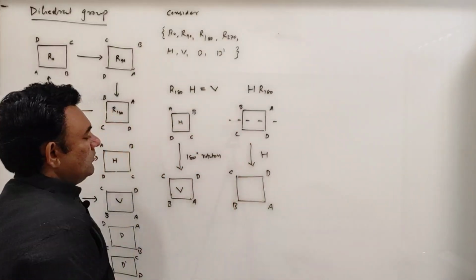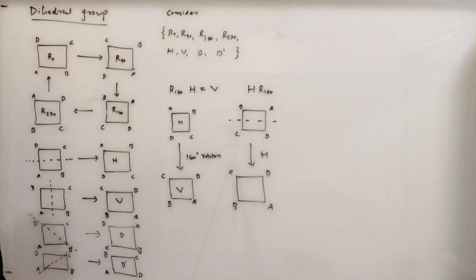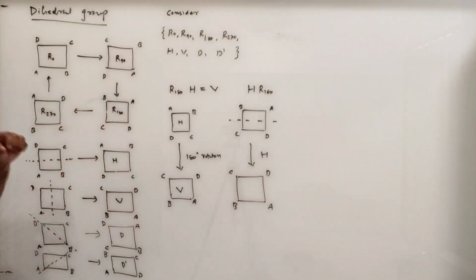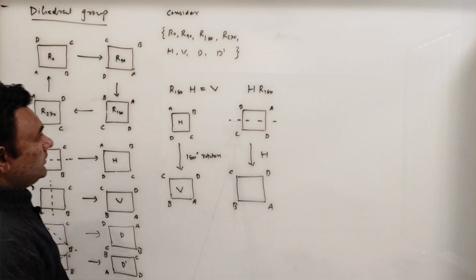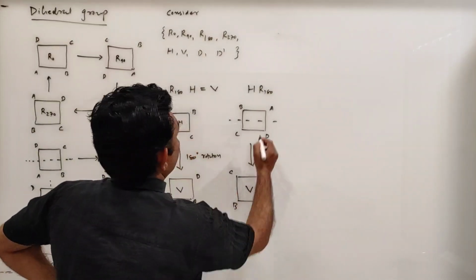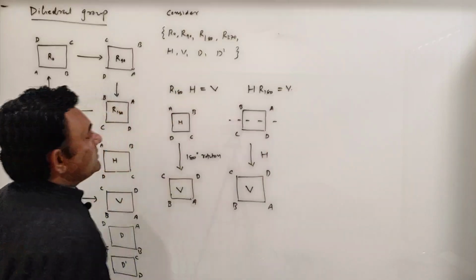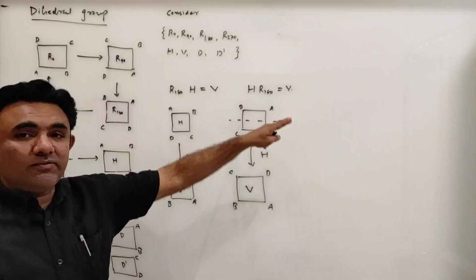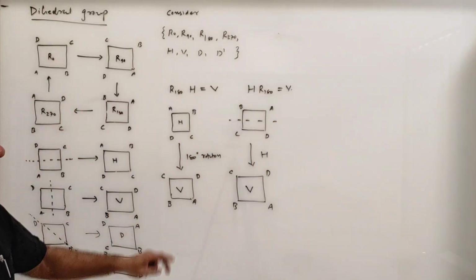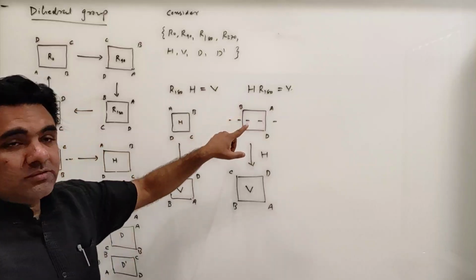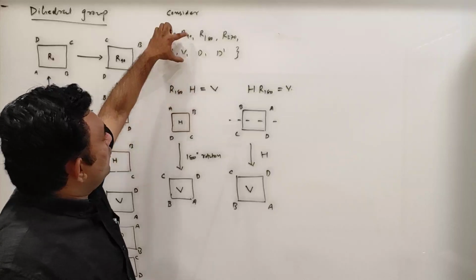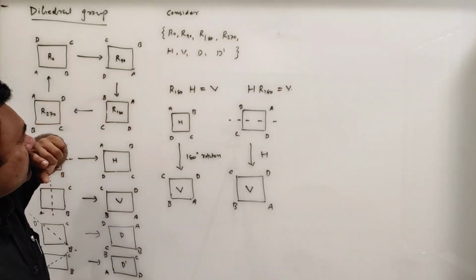So now you will find out which position this is. It is A, B, C, D. Again it is V. So this is just a coincidence. R180H and HR180 both are V. So these two commute. But it is not necessary that any two elements of these will commute.